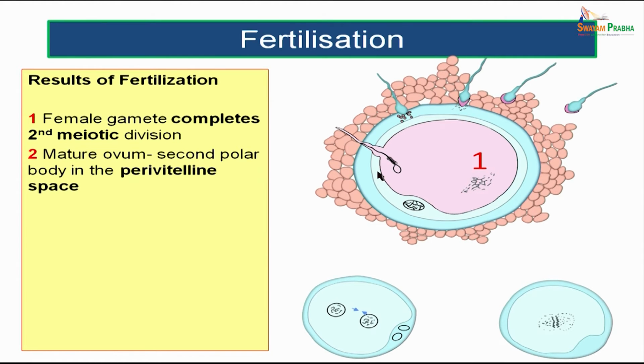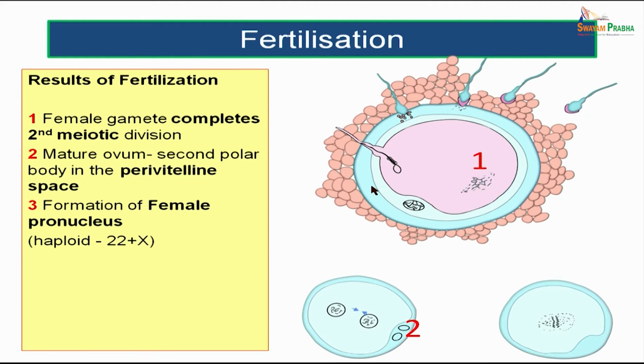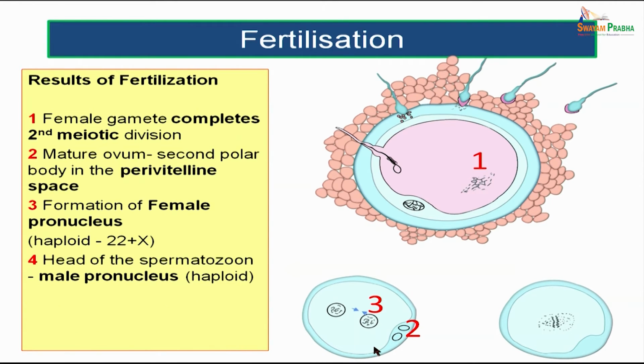So, the first polar body will be there in the perivitelline space at the time of fertilization, and after fertilization it will again release one more polar body, that is the second polar body. So, there will be two polar bodies in the perivitelline space. Then there will be formation of the female pronucleus. So, the nucleus of the female counterpart is known as the female pronucleus, and the chromosome structure will be haploid, 22 plus X. And there is also formation of the male pronucleus, that is the head of the sperm which is sucked into the secondary oocyte is now getting transformed as the male pronucleus. Again, the chromosome structure of the male pronucleus is haploid.